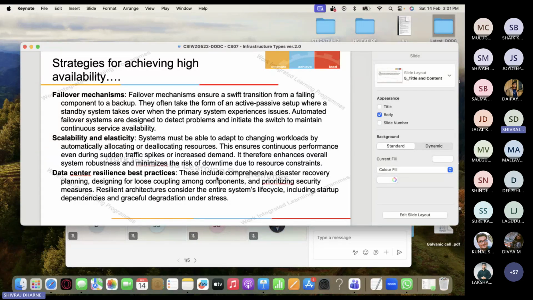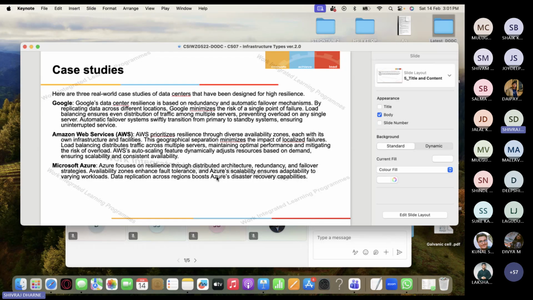Those practices include comprehensive disaster recovery planning, designing for loose coupling among components, and prioritizing security measures. Resilient architecture considers the entire system's life cycle, including startup dependencies to graceful degradation under stress, from a long-term perspective. Google has its own, Amazon has AWS, Microsoft has Azure. These are all systems where you can see the infrastructure types.